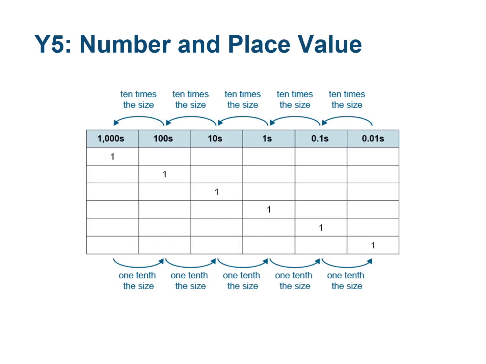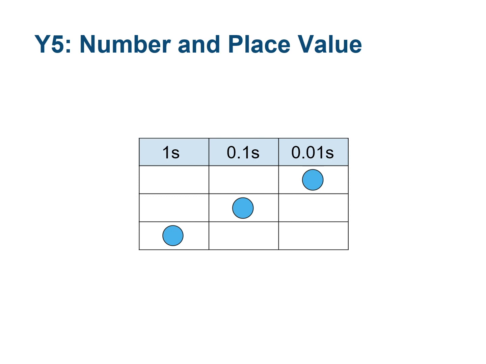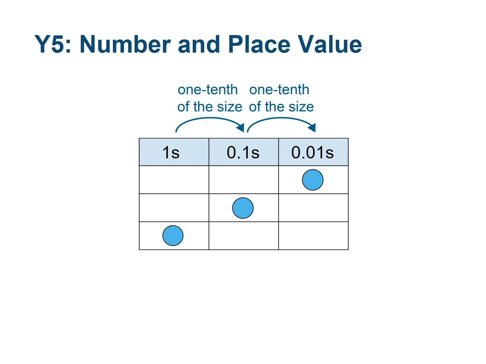In Year 5, pupils need to extend their place value knowledge to include tenths and hundredths. Pupils should understand that 1/10 is 1/10 the size of 1, and that 1/100 is 1/10 the size of 1/10, and then conversely that 1/10 is 10 times the size of 1/100, and 1 is 10 times the size of 1/10.